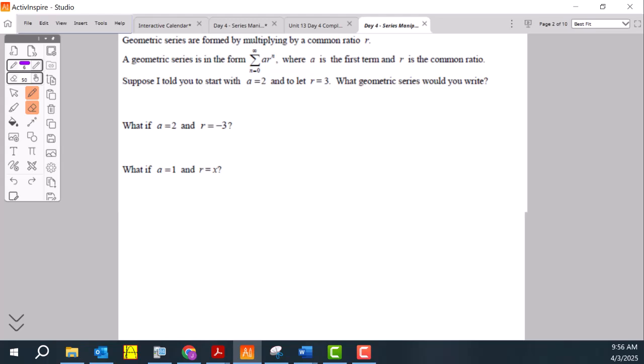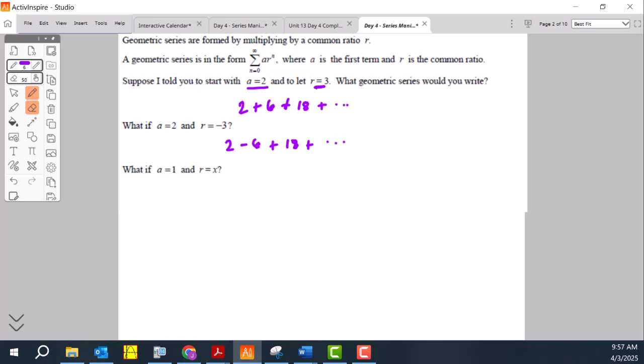So this is just some practice writing some geometric series. Remember, when we write a geometric series, a is the first term, and then r is the common ratio. So in this case, 2 plus 2 times r, which is 6, plus 6 times r, which is 18, plus dot, dot, dot. Similar thing here for the second one, starting with 2. Then it would be 2 times negative 3, which is negative 6. Negative 6 times negative 3, which is positive 18. And keep going from there.